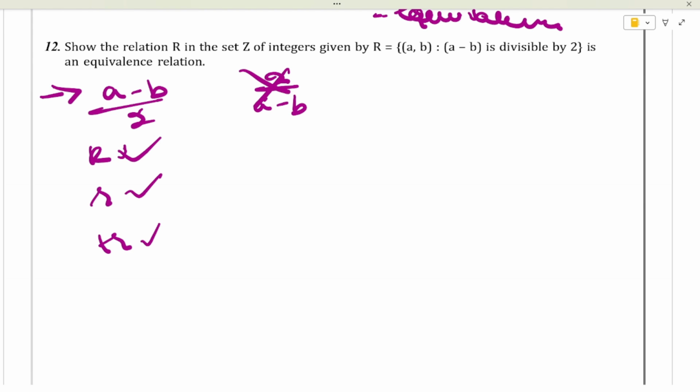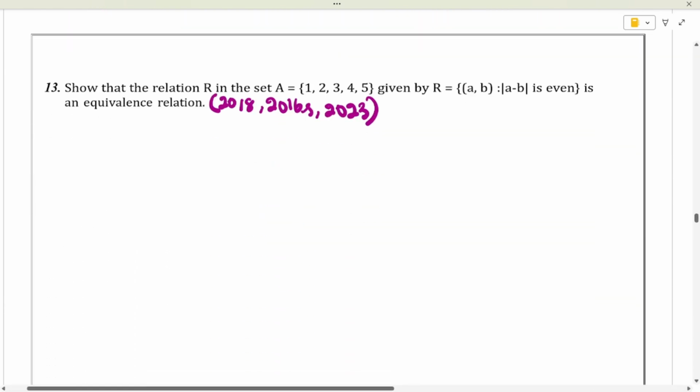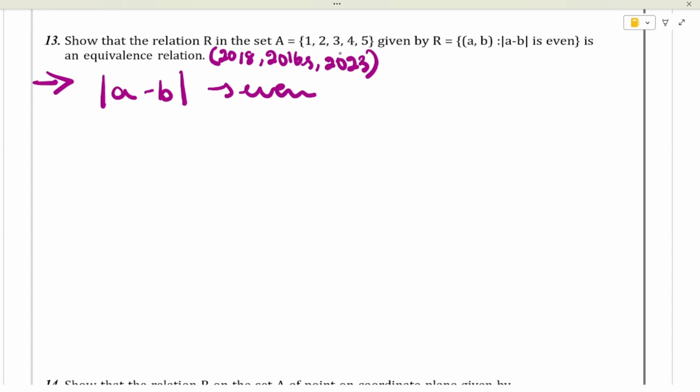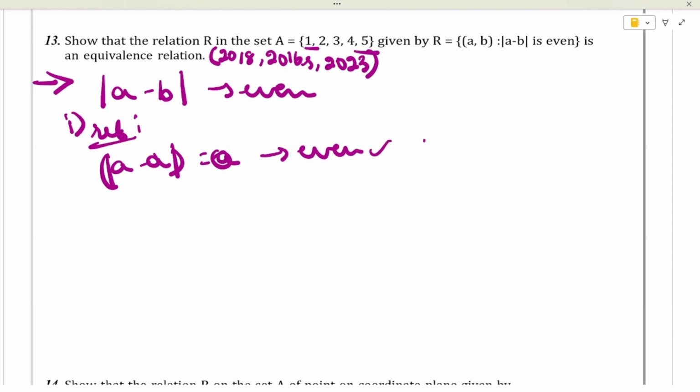Now the next question which they have given, this is one of the most important questions. Understand it carefully. They have given the condition mod of a minus b is even, on the set 1 to 5. For reflexive you take mod of a minus a, that will be equal to 0. That is even, that is true. So you will say that it is reflexive.